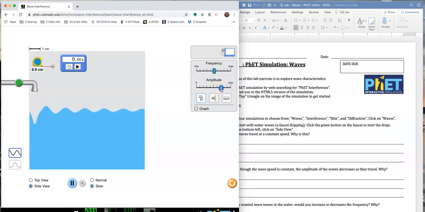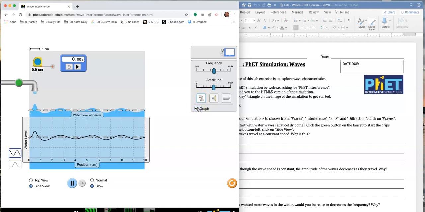Amplitude is the energy, how high the wave is. I can have zero amplitude. There are going to be no drops because there are no waves. I can have maximum amplitude where the drops are really falling in that water and you get the biggest wave. So the amplitude of the wave is its energy. So that is the water dropper.